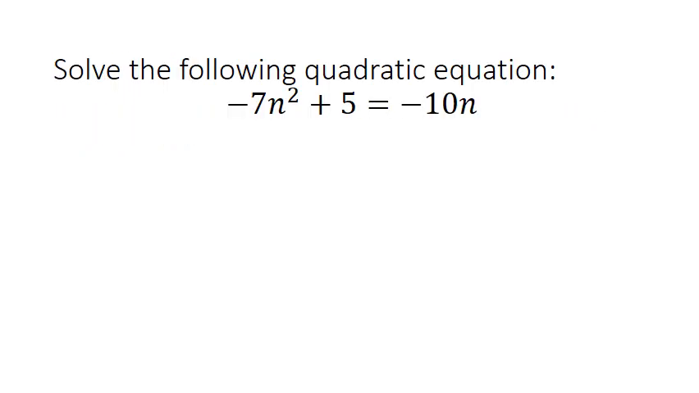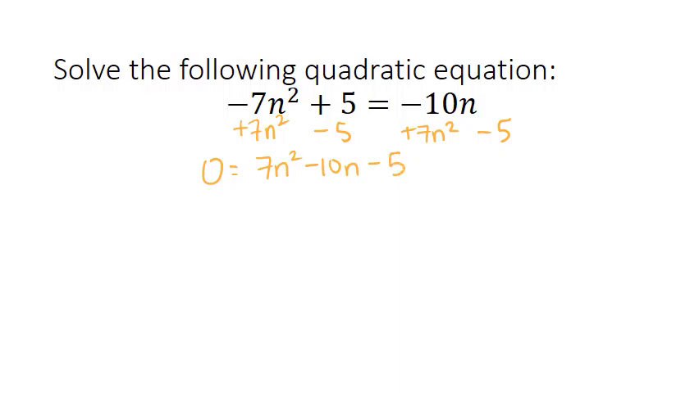To solve any equation by the quadratic formula, the first thing you want to do is set the entire equation equal to 0. It's always a good idea to have your squared term positive. So we're going to add 7n squared to both sides. And we're going to subtract 5 from both sides. So we have 0 equals 7n squared minus 10n minus 5.